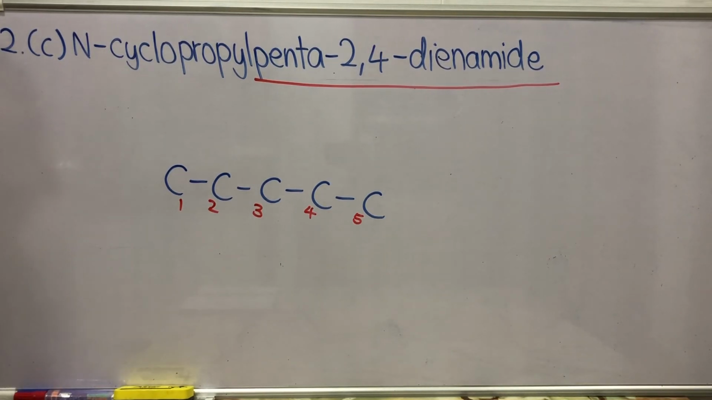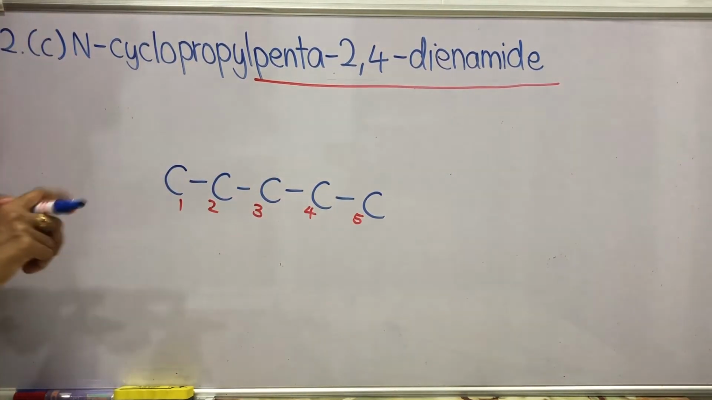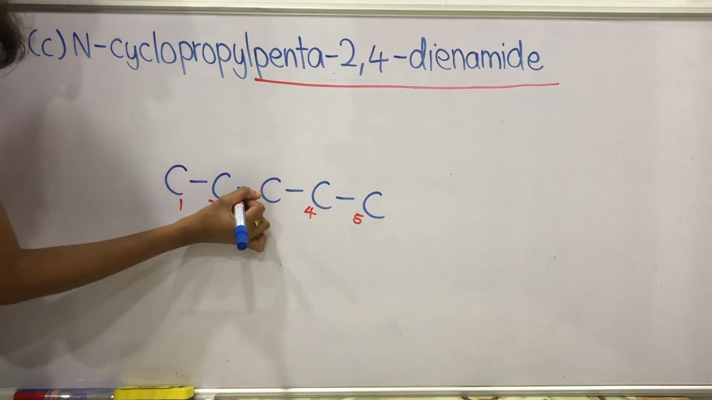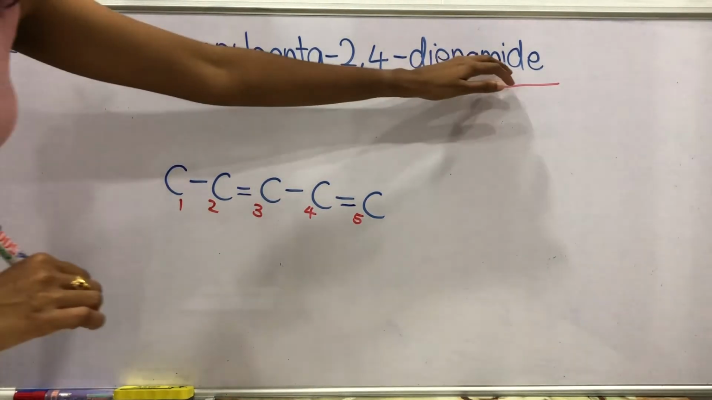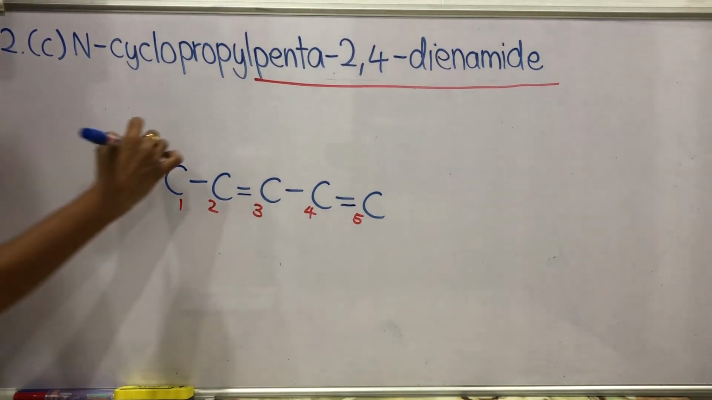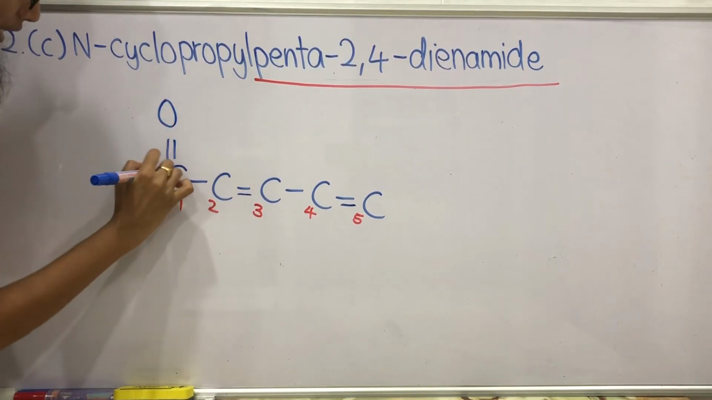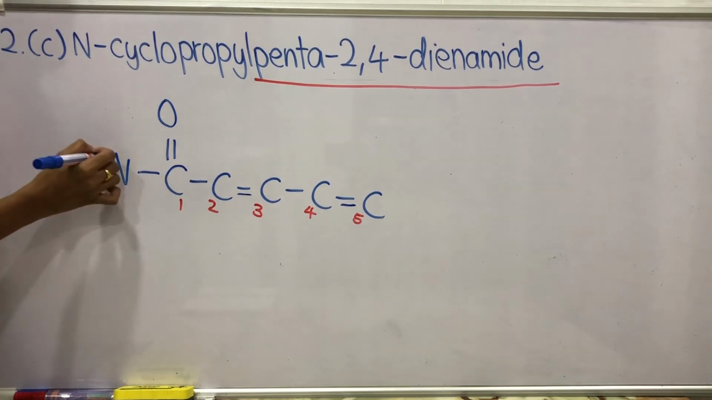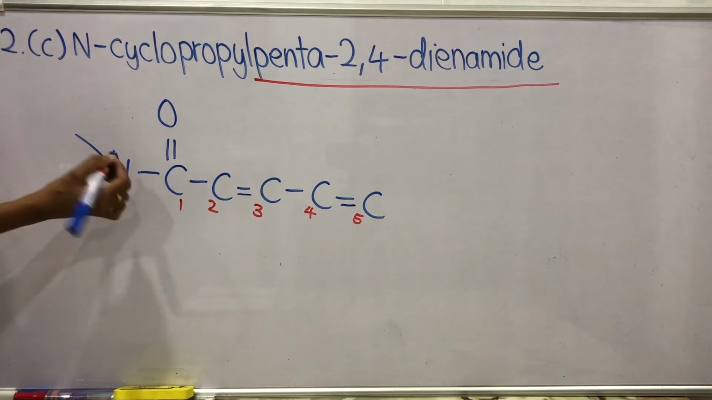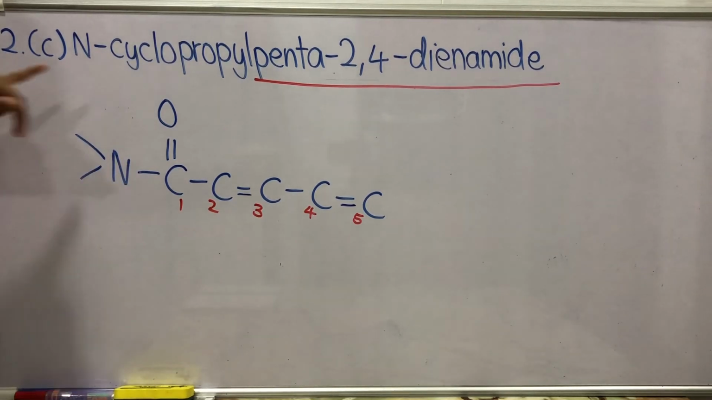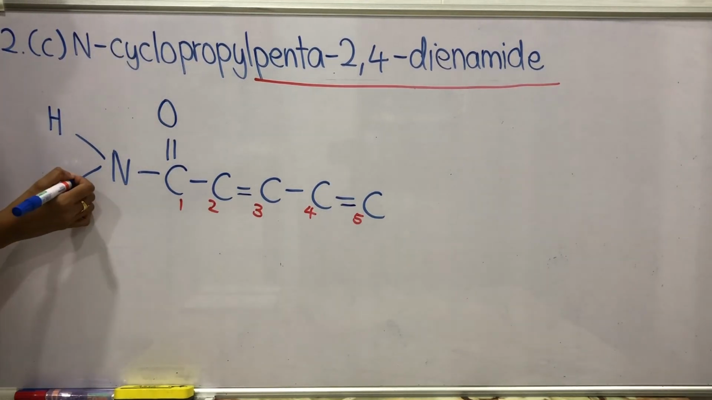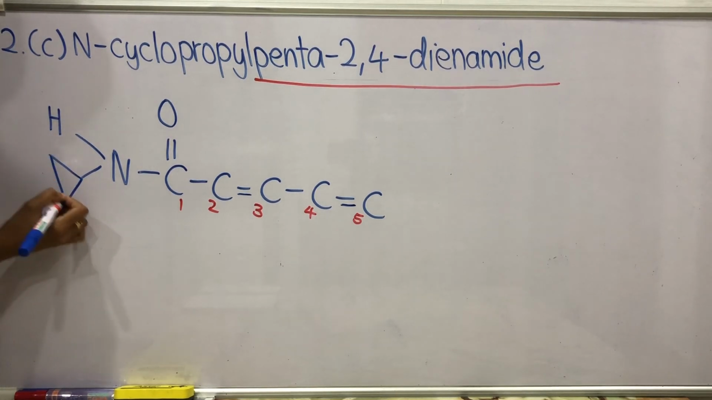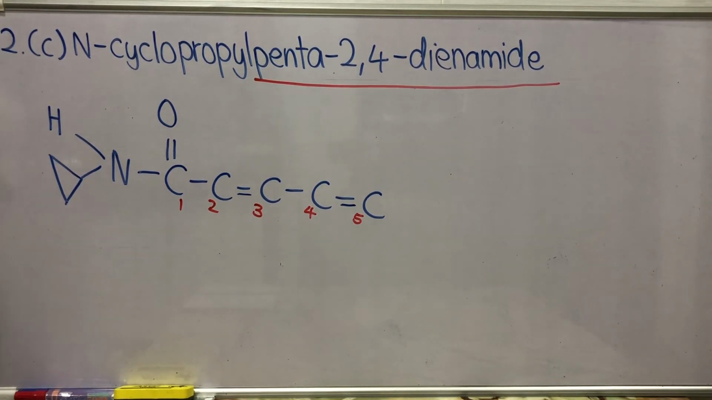So at position 2 and 4, there will be double bonds. So position 2 and position 4. Okay, the double bond is indicated. Now the amide group will be located at position 1. Therefore, C double bond O attached to nitrogen. And there will be 2 more bonding over here for the nitrogen atom. So here N-cyclopropyl, which means only one is a hydrogen, the other one is a cycloprop. So this is the structure.